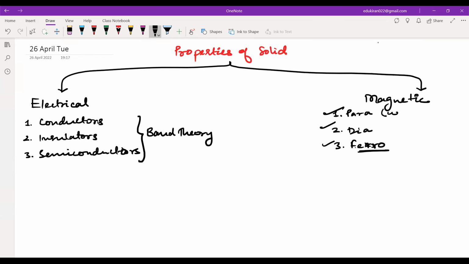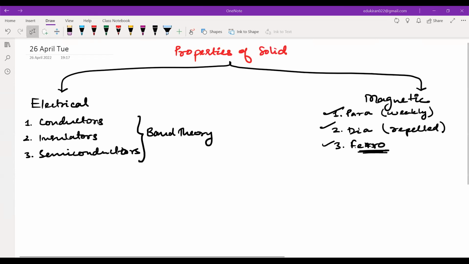In para, it will be weakly magnetic in the presence of a magnetic field. Diamagnetic materials are repelled in the presence of a magnetic field, and ferromagnetic materials remain magnetic even after you remove the magnetic field. So we'll learn about ferromagnetism later on. But let us first of all understand what band theory is.